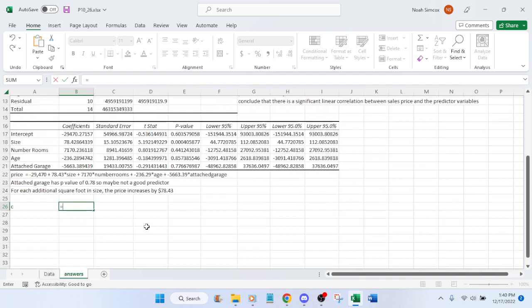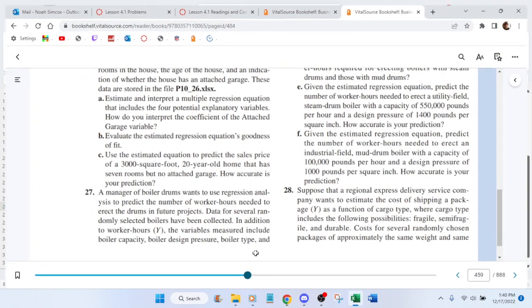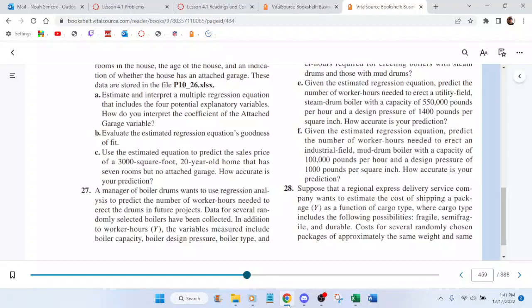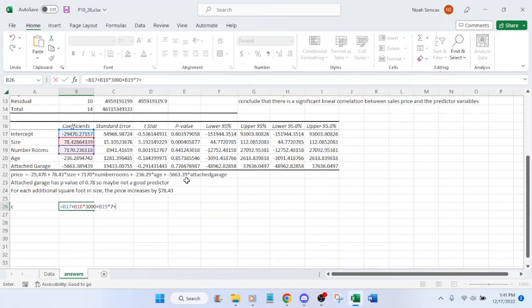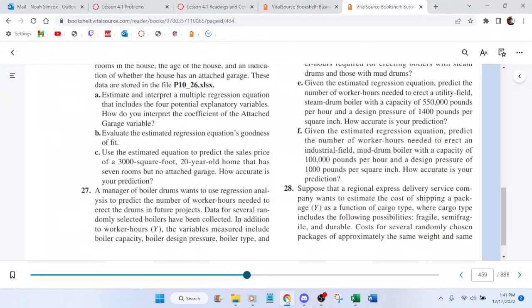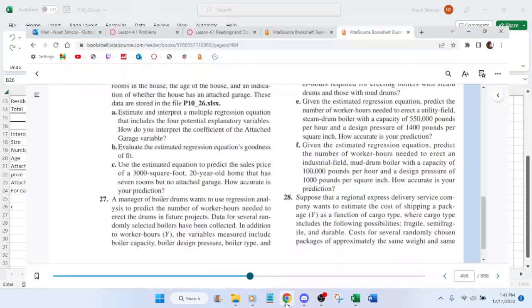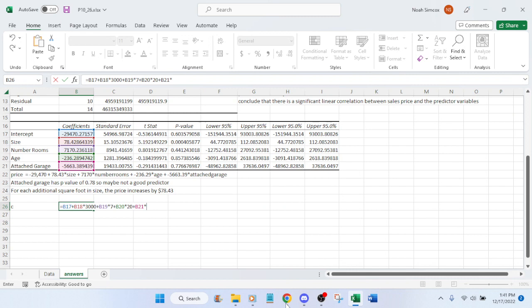So this thing plus this times size, 3,000, plus this times number of rooms, 7, plus age, 20, plus attached garage. Do you type 1 or do you just type 0? I guess you just type 1 or 0. You just type 0 on it, right?